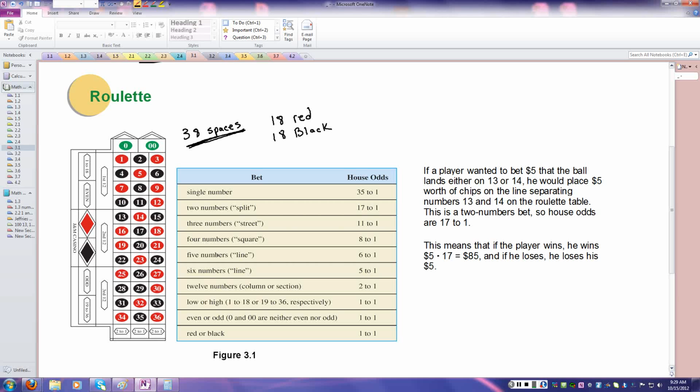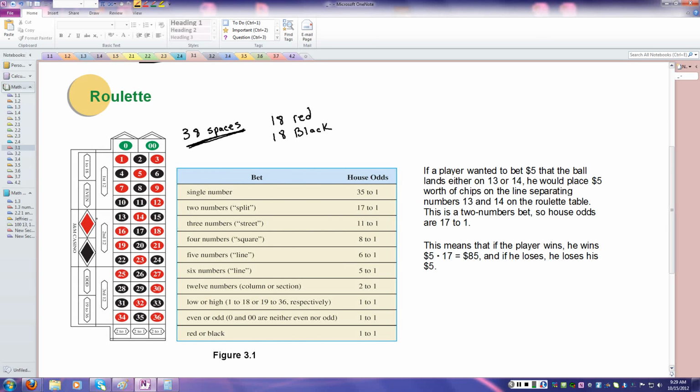The 5 number line pays 6 to 1. The 4 number line, which is a square, pays 8 to 1. The 3 number, it's called a street, it pays 11 to 1. And 2 numbers, a split, pays 17 to 1. Single number pays 35 to 1. So the house odds are 35 to 1, which is different than the probability. The probability you land on a single number is 1 in 38, since there's 38 spots.